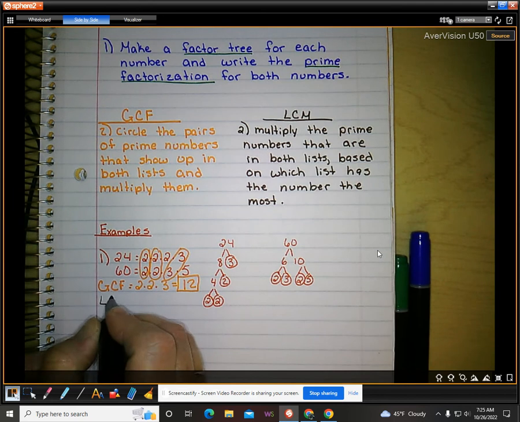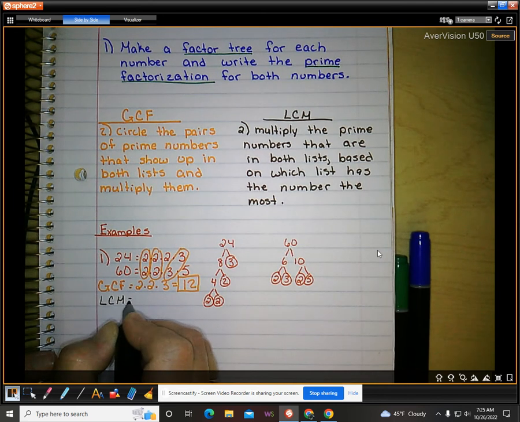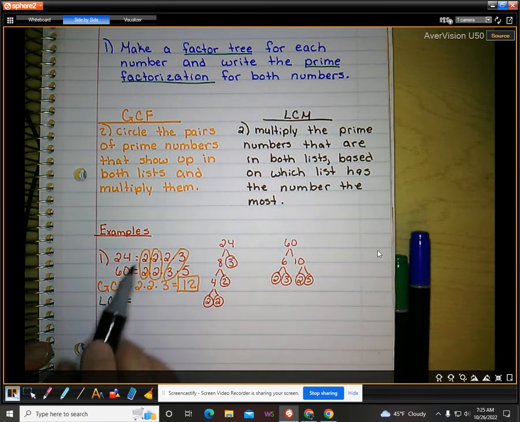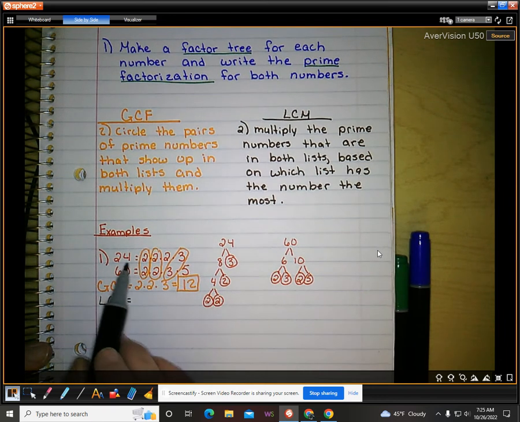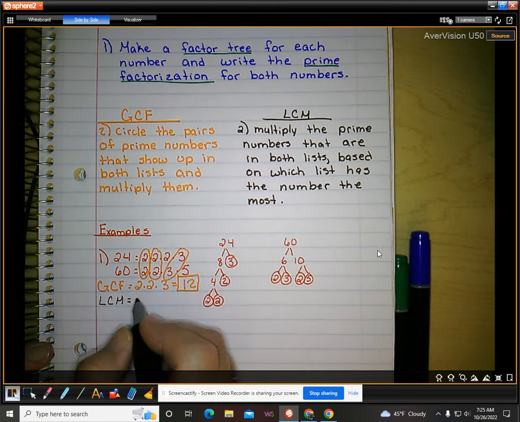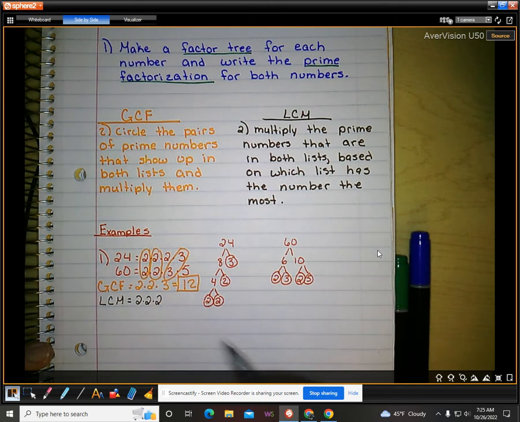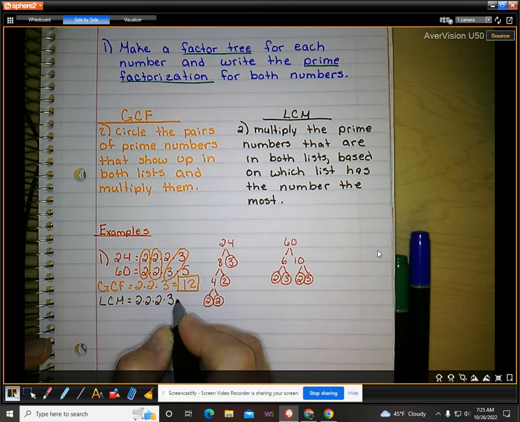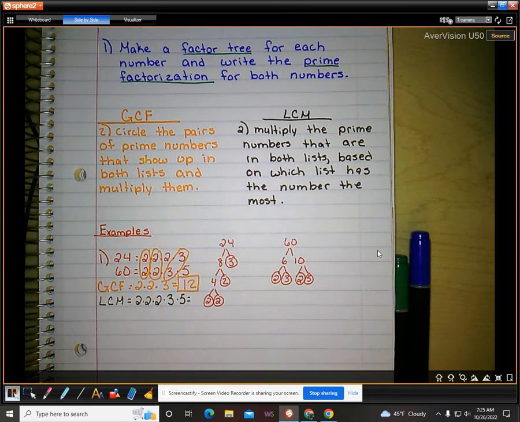To find your least common multiple, okay, we've got 2s, 3s, and 5s. So if we look at both lists, the most 2s shows up in 24. So we need all 3 of those. There's a 3 in both lists, so you're only using one 3. And there's one 5. So then to get your LCM, you are multiplying all of those.